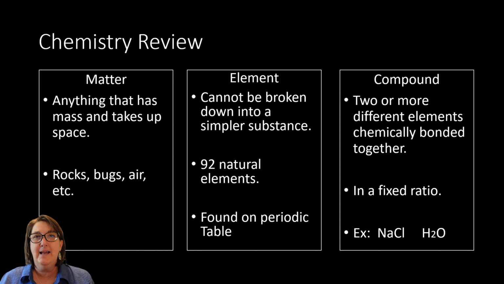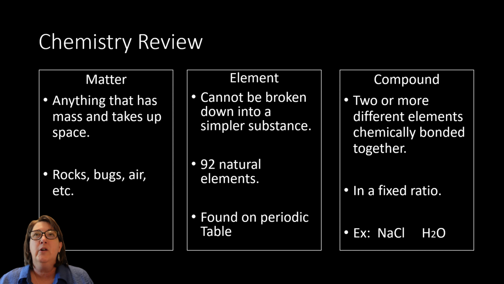Matter is anything that has mass and takes up space. So that will be something like rocks, bugs, air, etc. An element is something that cannot be broken down into a simpler substance. So when I look at the periodic table, all those items on the periodic table are elements. I can't break them down into something less that still has mass. There are 92 natural elements. The other ones are synthetic, and they're found on the periodic table.